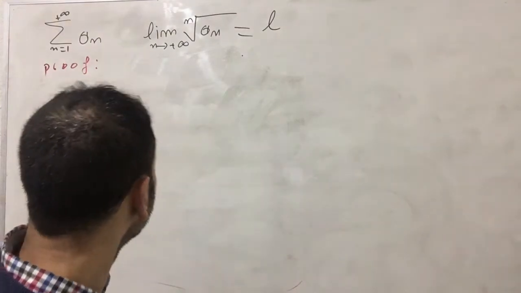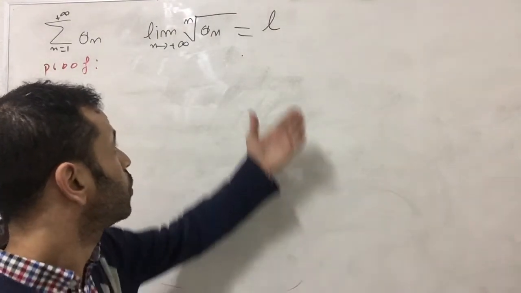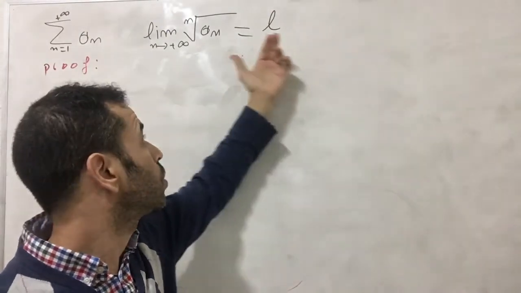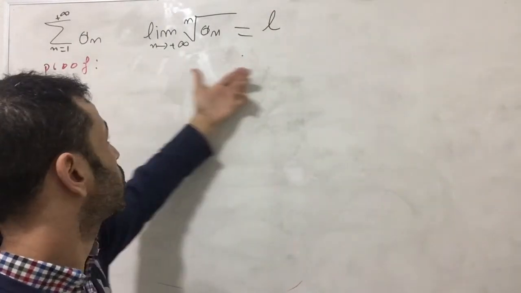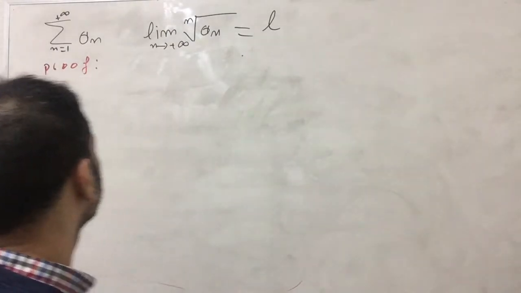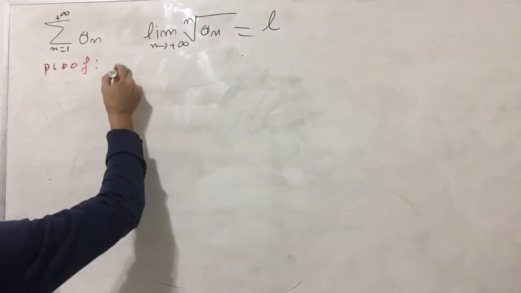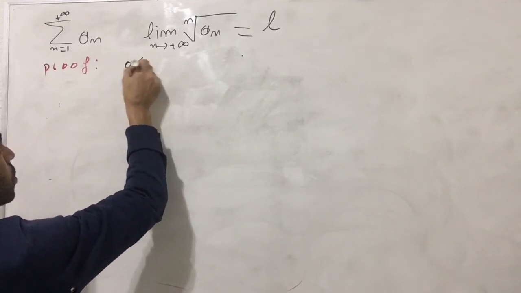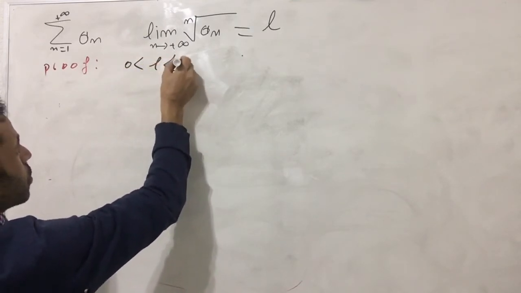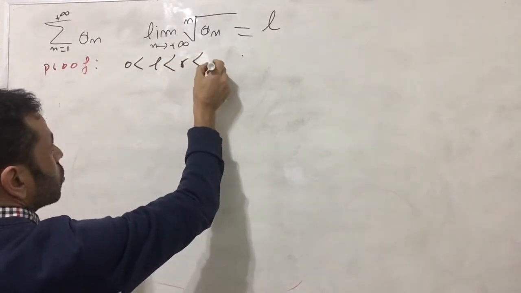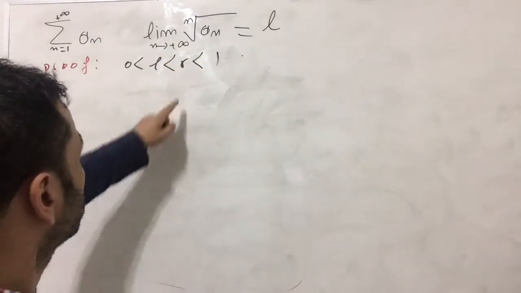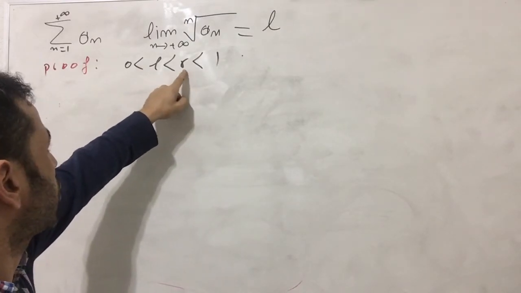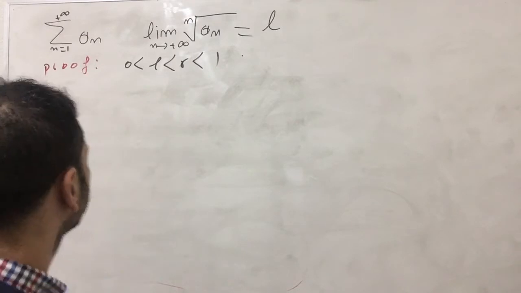Now we are going to prove the case of L strictly inferior than 1, in order to get this series convergent. Let's take this case, L strictly inferior than 1. There exists R between L and 1, such that R is superior than L.